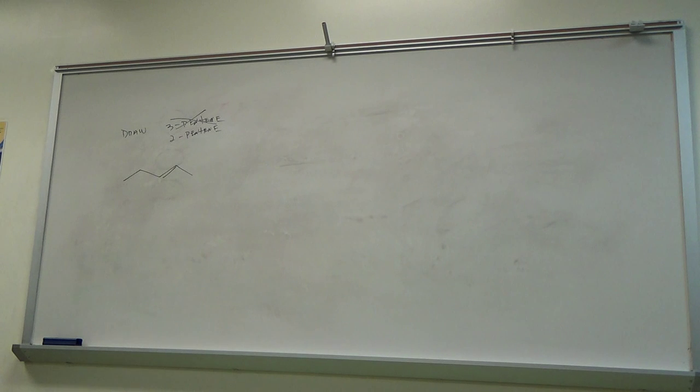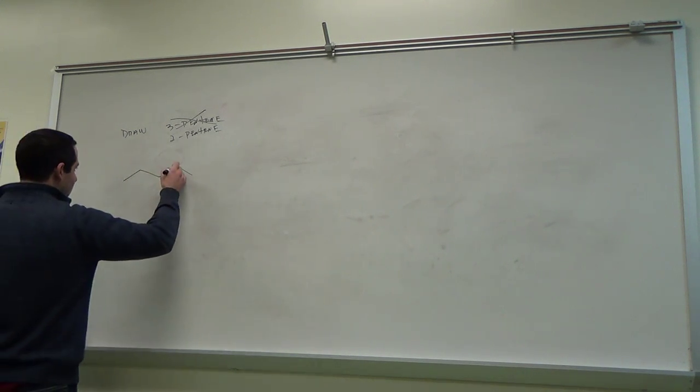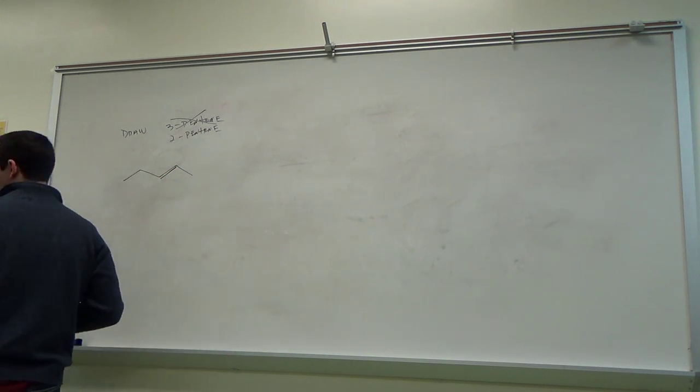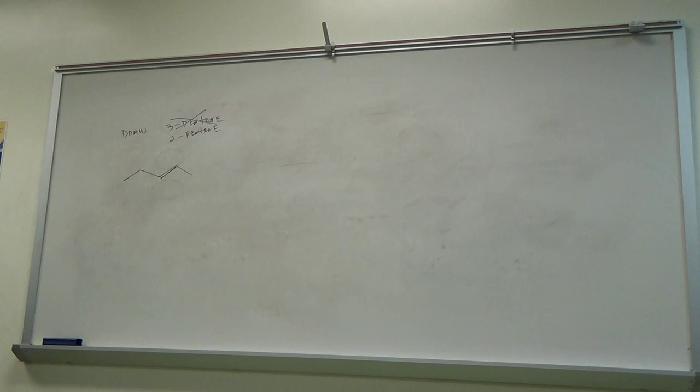Did any of you draw it this way? Yes. Did you draw it any other way? No. Now, a double bond is what type of molecular shape? Not hybridization. Molecular shape. How does this look? It's trigonal planar. That's right.